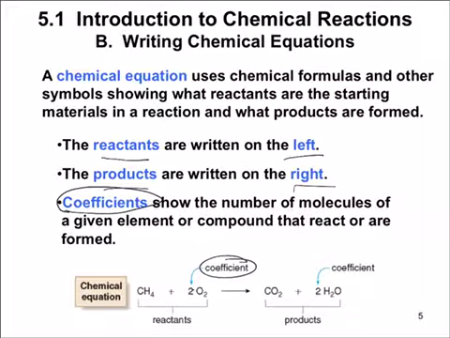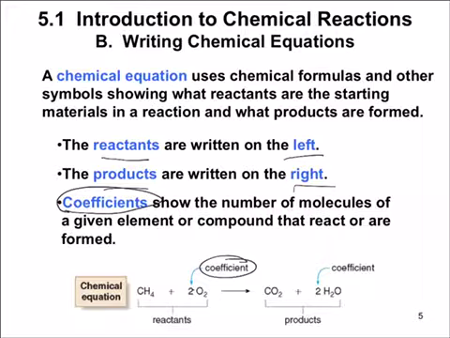This has to happen because of the law of conservation of matter. Matter is neither created nor destroyed in a chemical reaction, which means that if I take methane and react it with oxygen, the number of carbon atoms has to be the same in the beginning as it is in the end. The number of hydrogen atoms needs to be the same in the beginning and the end, and the number of oxygen atoms needs to be the same in the beginning and the end.